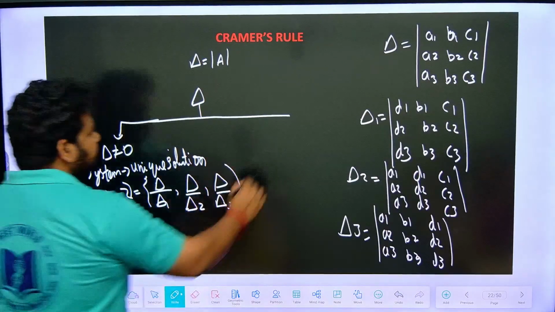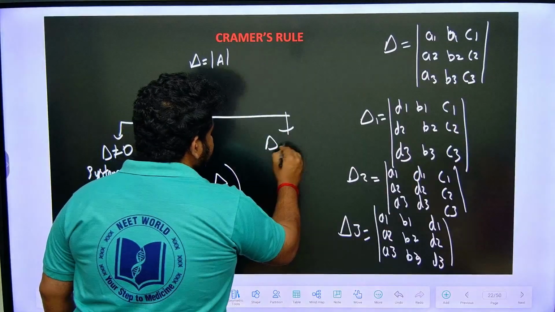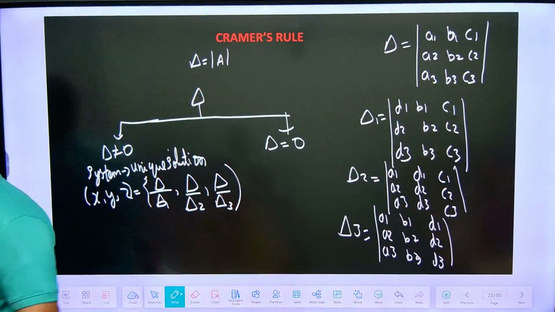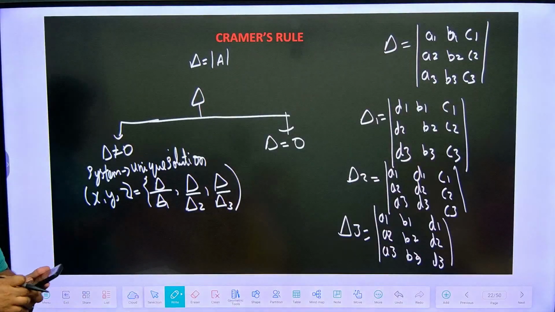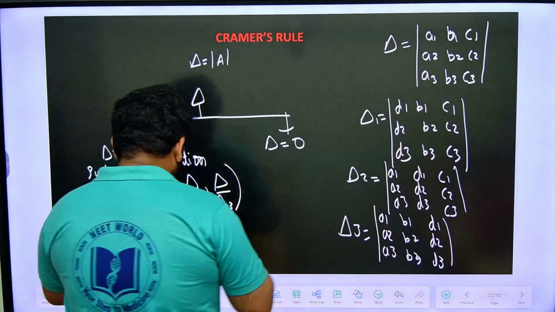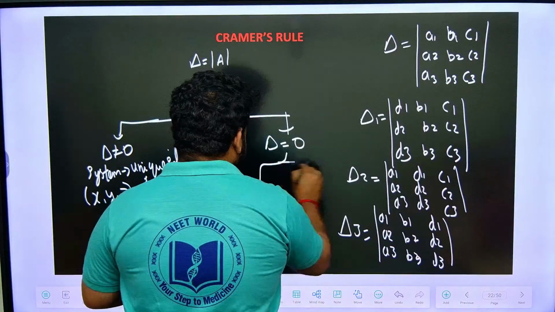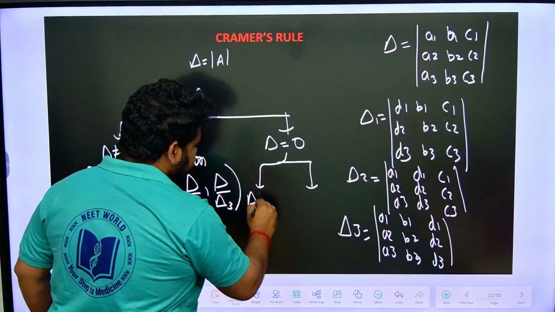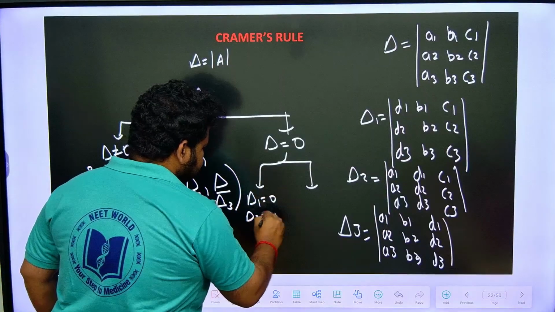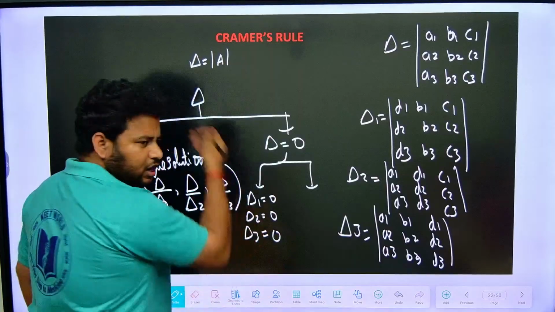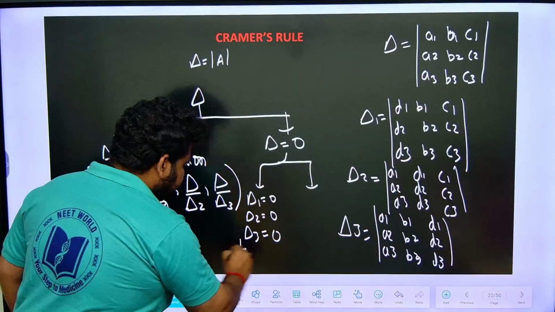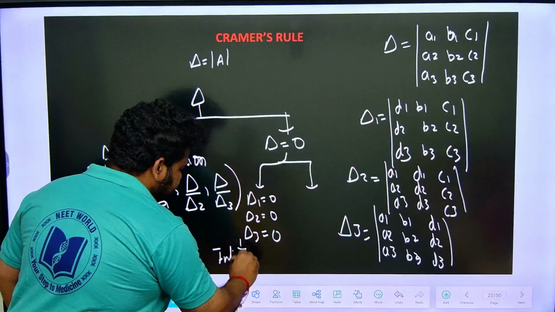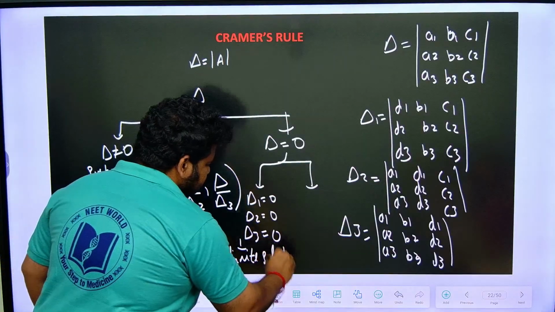Now, what will happen when delta is equal to 0? There can be two situations here: one is infinitely many solutions and the other is no solution. When delta is equal to 0, there are two possibilities. If delta is equal to 0 and also delta 1, delta 2, delta 3 are all equal to 0, then the system has infinitely many solutions.